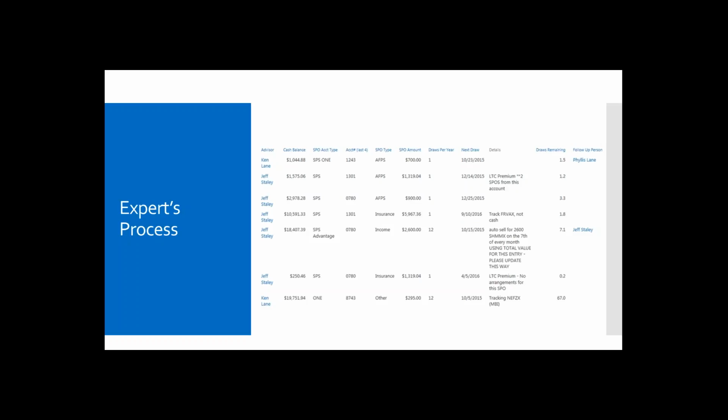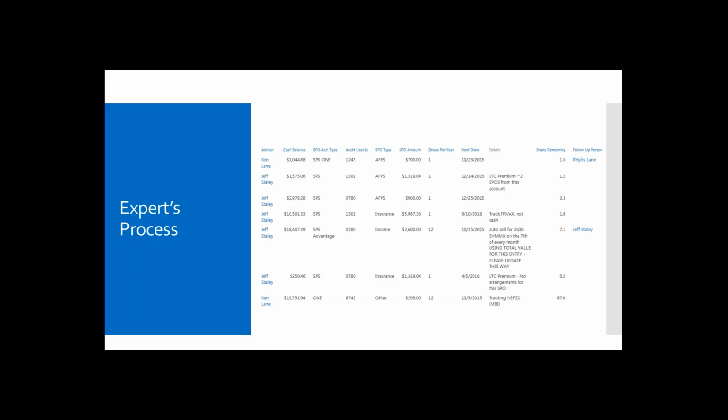Right. Well, like I said, I focus on that account type column, and if it is an SPS, then I always look for arrangements. And if, in fact, it is coming from a fund, I always note it in details. If it's not coming from a fund, then I note that in details as well, so that I know I've already looked, and it's not.